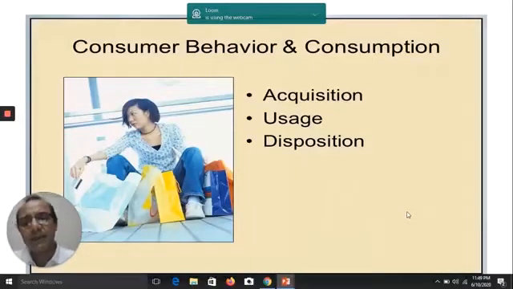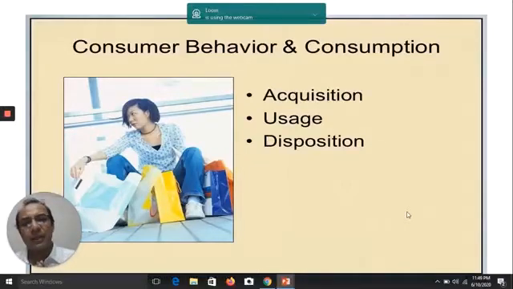Before I discuss customer behavior, first of all, we have to understand what we mean by consumption. As a marketing manager, we are dealing with the market. Market means customers, and the consumers are consuming. If we see the definition of consumption, we will be able to understand its scope. What do we mean by consumption? It is just taking something, eating something, or more than that.